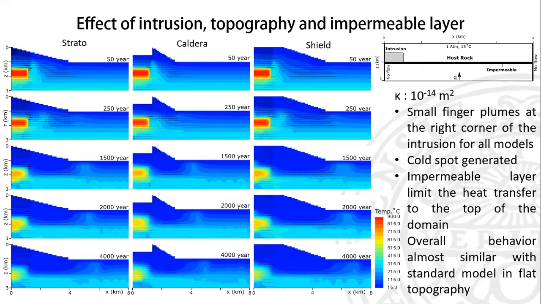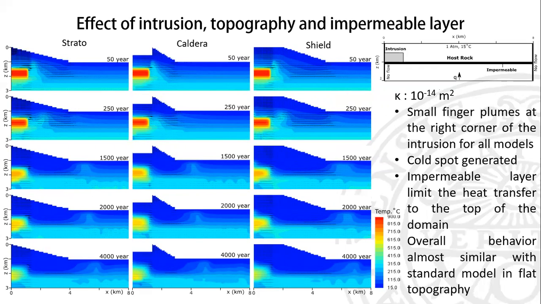Investigation with an impermeable layer is run in the volcanic topographic models as well. The overall behavior is still equivalent with models where the bottom boundary is cut. This also confirms the effect of the lower boundary in the system.